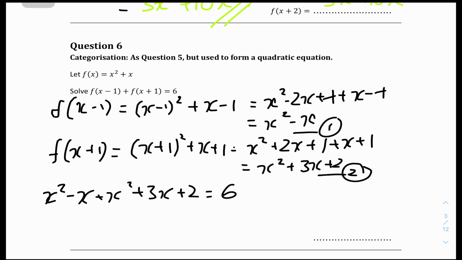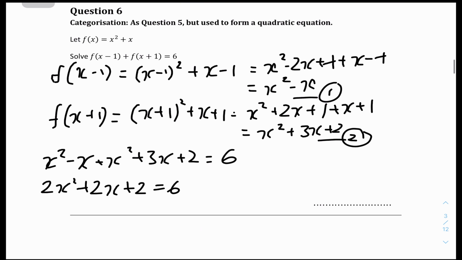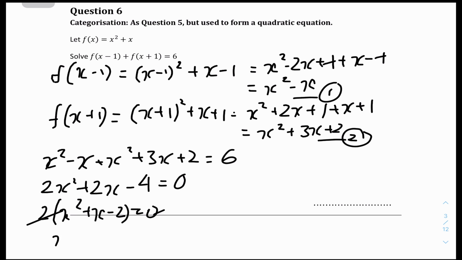So let's just simplify the left hand side first to 2x squared. That's 3x minus x, which is plus 2x, and there's only a 2, equals 6. And we can further move the 6 over, so it's minus 6 plus 2, which is minus 4. So it'll be minus 4. So now we can just factorize 2 out of everything first, to become x squared plus x minus 2 equals 0, and cancel out to get a final equation of x squared plus x minus 2 equals 0.